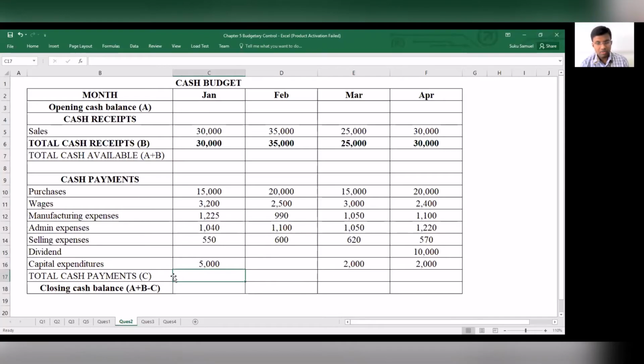Now let's calculate the total cash payments. Let me just add up. How do we calculate total cash payments? You just have to sum up all your payments together. Okay?